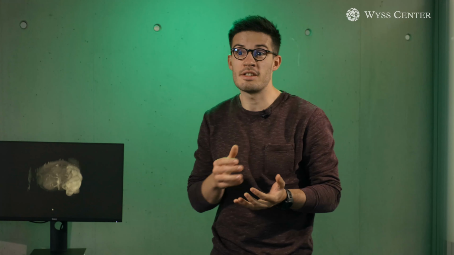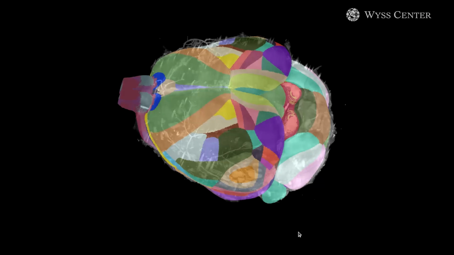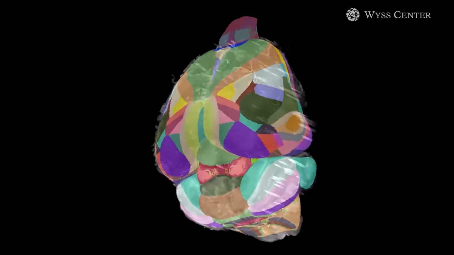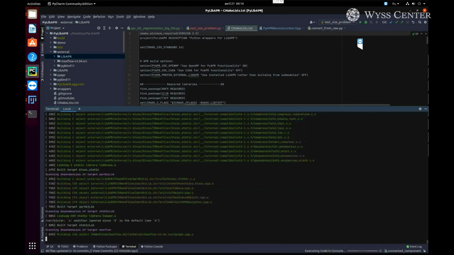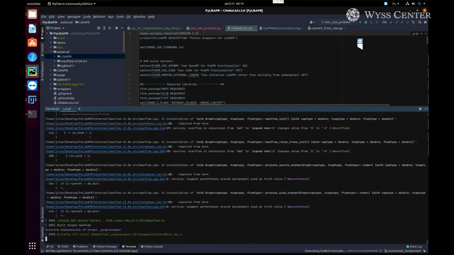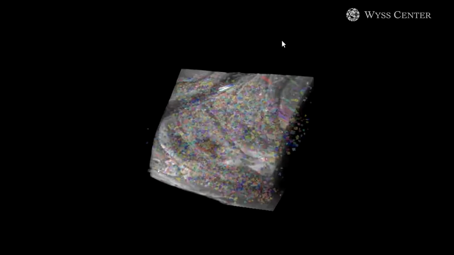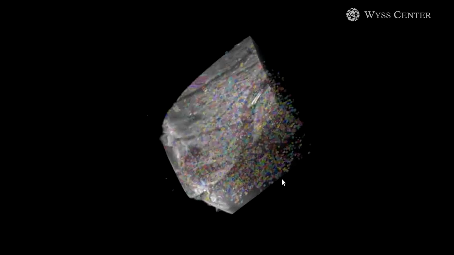So in order to analyze this data, we use machine learning techniques and deep learning techniques to extract the information that we need, for example, the cell position in the brains. So in order to image a whole human brain with a very high resolution, we would need to generate as much data as the entire YouTube storage.